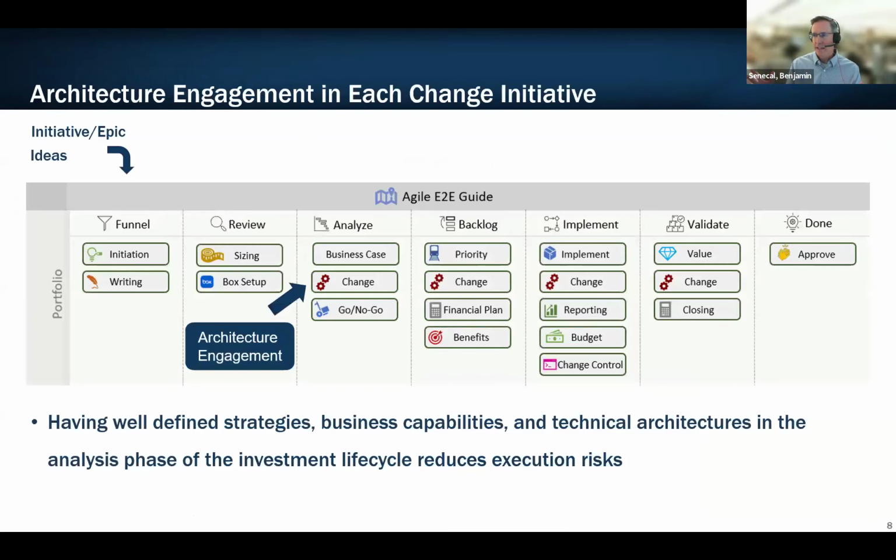If you think about that second layer, as I talked about, we are a SAFe shop, Scaled Agile Framework. Initiatives and epics come into the funnel. There is a lean business case that's developed. Epic writing is done. And the analysis phase is where that second level of architecture engagement is done so that we can really have well-defined strategies, business capabilities, and technical architectures. And that will help to reduce execution risks.